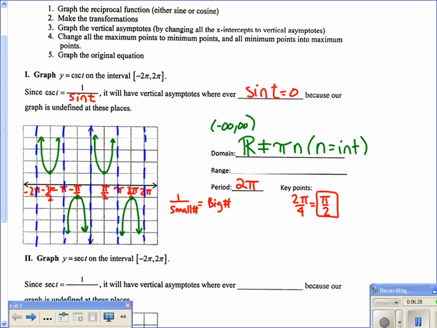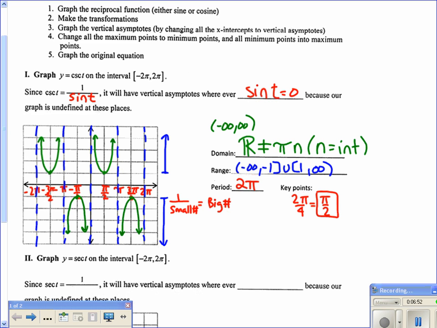Now for the range, notice that the range values start from here and go to negative infinity, and then we have values here that go up to positive infinity. We just don't have the values in between. So then my range is going to be negative infinity to negative 1 bracket union bracket 1 to infinity.